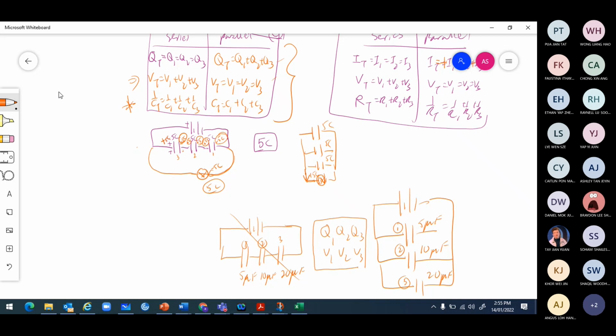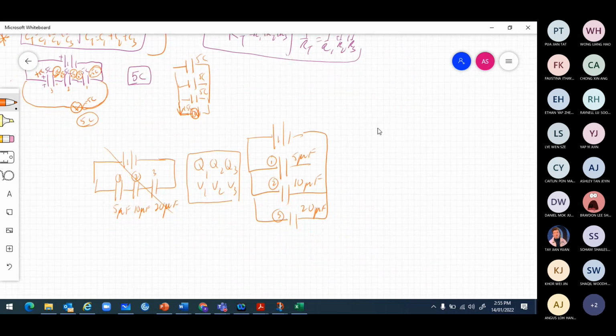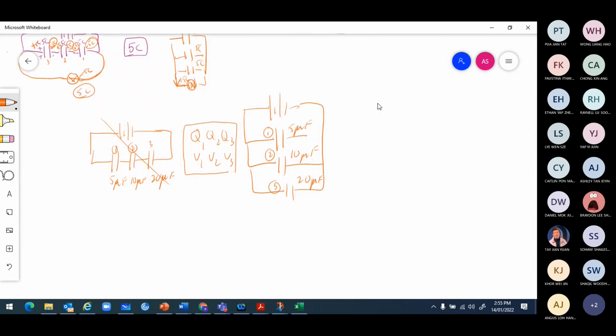Did you get the answer? How did you find the answer? In any sequence you like. What can you find first? I made a mistake. You need to have the voltage. Let's say I give you 10 volts on top. Whatever circuit they give with capacitors in parallel, the first thing you need to find is the total charge.